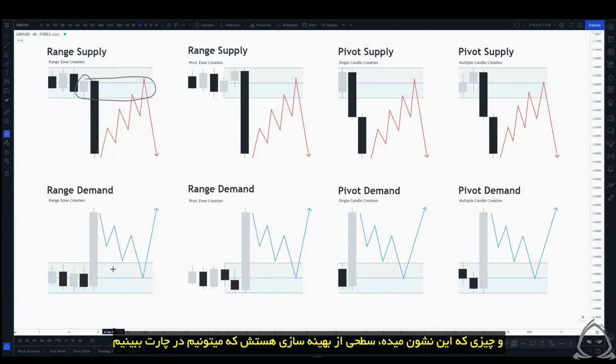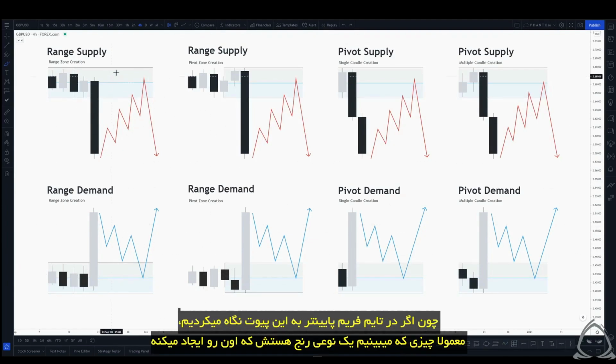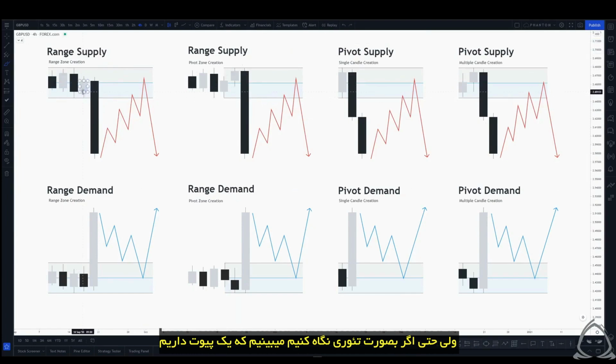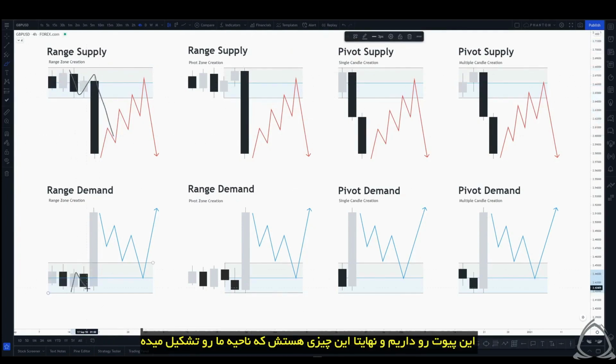And what this showcases is the level of refinement that can be seen on a price chart. Because if we were to look on a lower time frame at this pivot, generally speaking, what we're more than likely going to see is some sort of range that creates that. But even if we just look at it conceptually, we see that we have that pivot in price, and that's ultimately what's creating the zones.